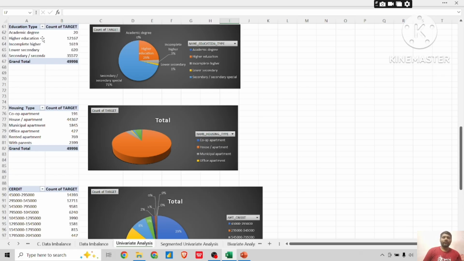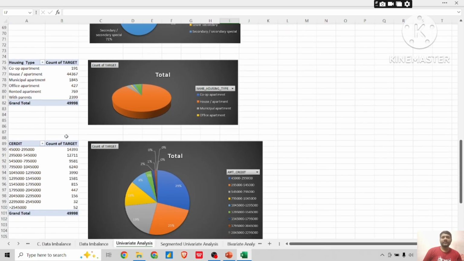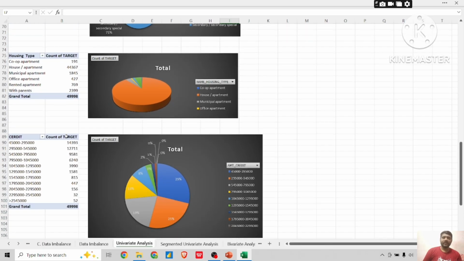Education level: when it comes to education, around 71% of applicants fall under the secondary and secondary special category. Higher education applicants make up about 25%, while advanced degrees like academic degrees are extremely rare. Why does it matter? Education level often influences income potential and financial literacy, which impact repayment capability.